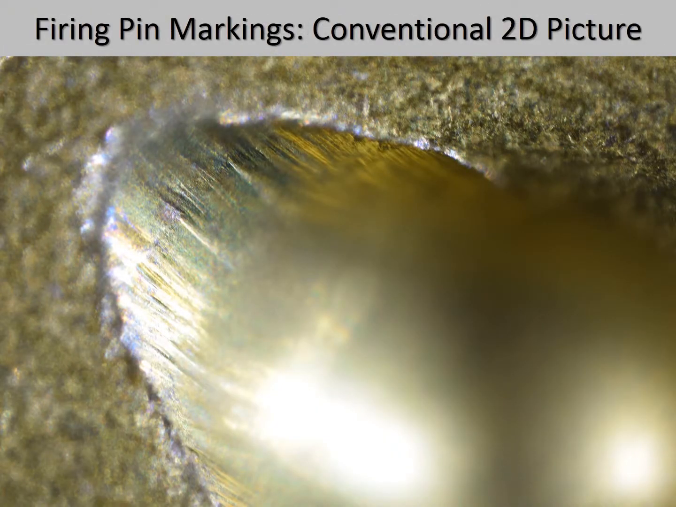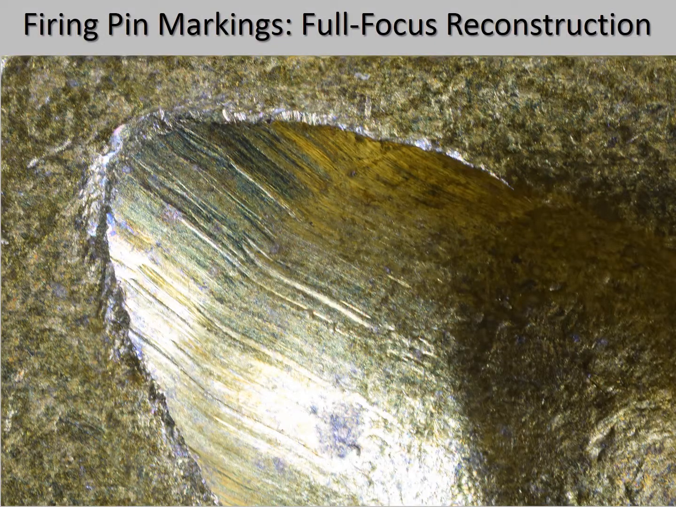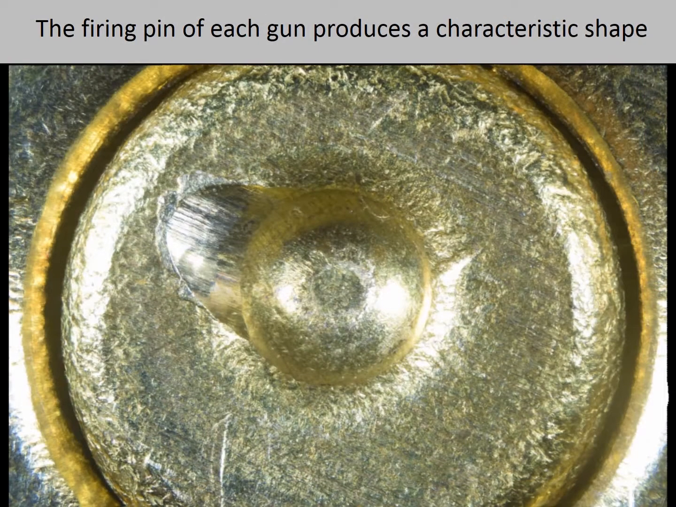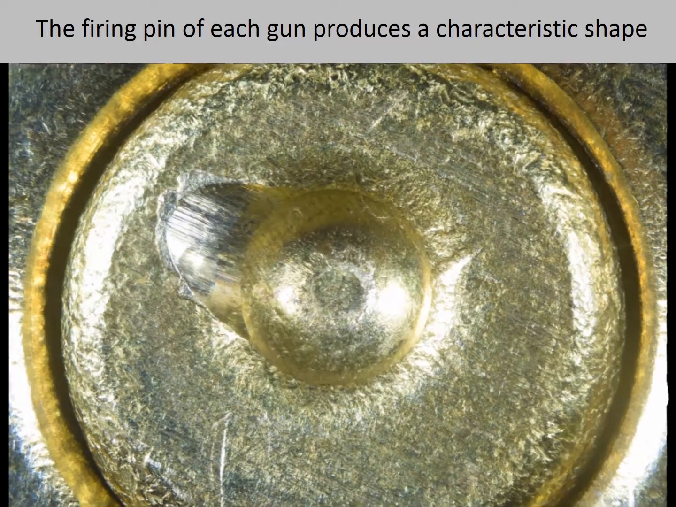Here is a closer two-dimensional view of the firing pin markings. We see that only a small portion of the markings are in focus. Now, with the Edge-3d microscope, we see a full-focus reconstruction of the markings throughout the entire depth of the firing pin impression. Now, with the addition of the color-coded depth information, the unique signature of this firing pin can be precisely quantified. Here is a three-dimensional video of the firing pin impression that was made using a different gun.